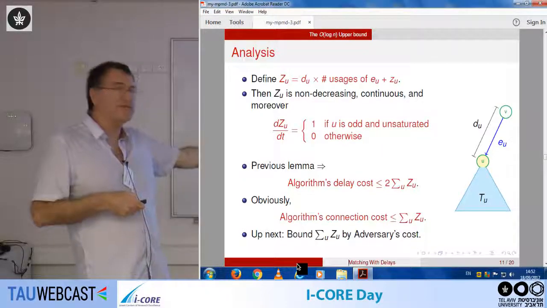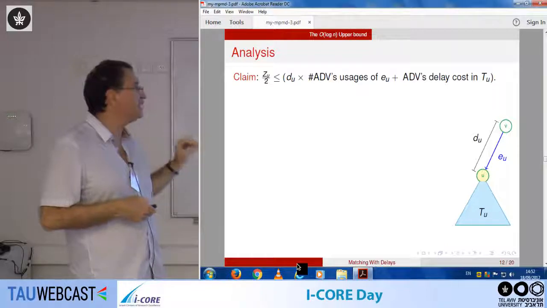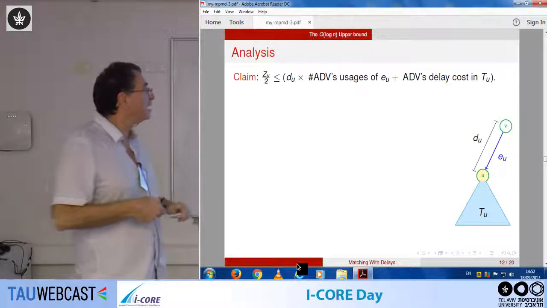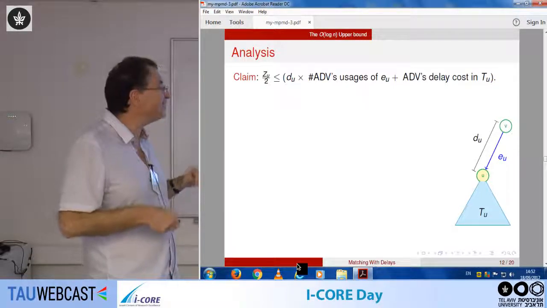And now the main lemma, which is the second lemma, which I'm not going to describe, is why the adversary needs to pay this amount. So the invariant is a bit tricky. I'm not going to explain it. I'm just going to describe it.